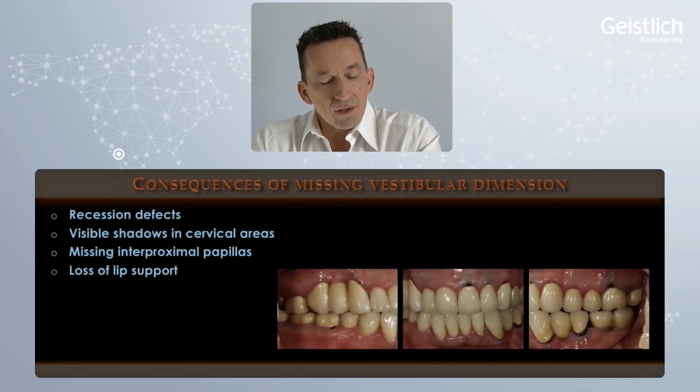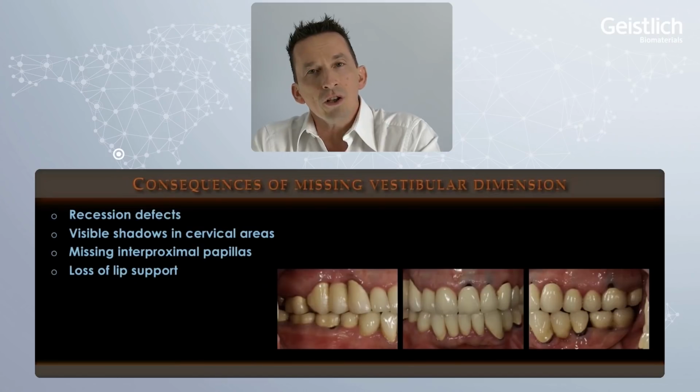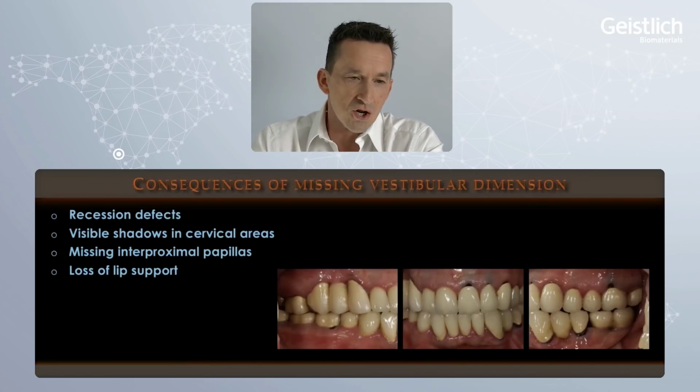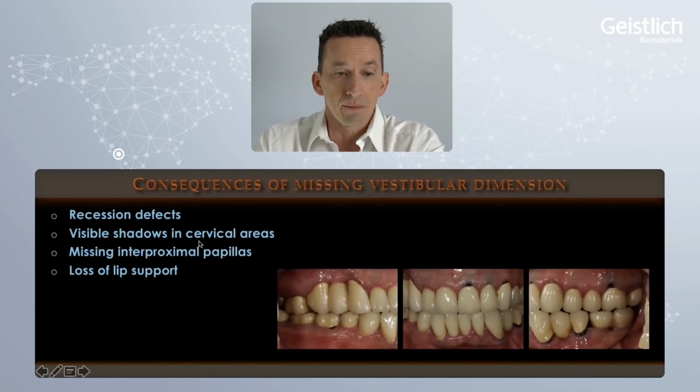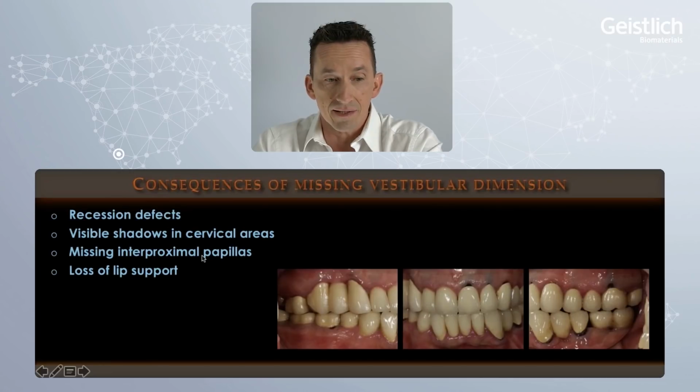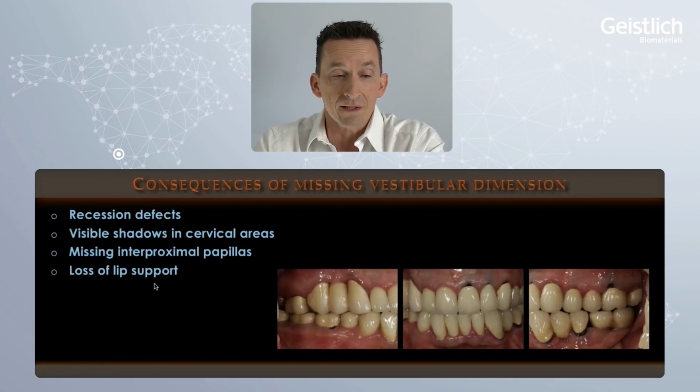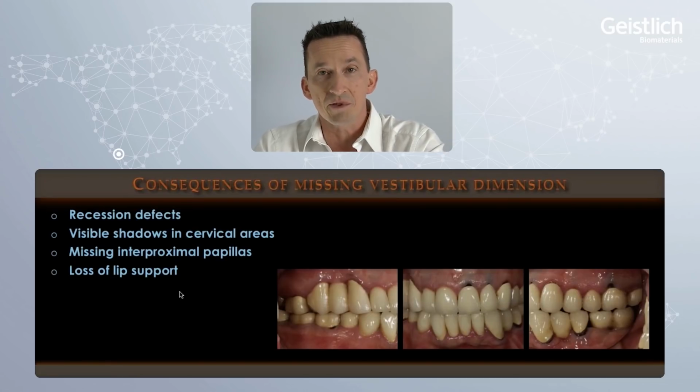The next step is, what are the consequences if we have missing vestibular dimension? And as you can see here, we have recession defects, visible shadows in cervical areas, sometimes missing interproximal papillas, and of course, from the outside, a loss of lip support.